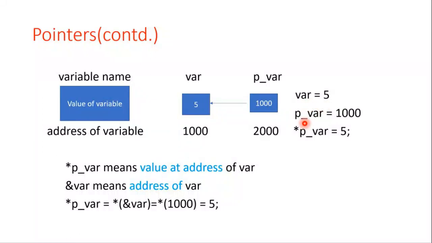Here var equals 5, pvar equals address of var, which is 1000. That is what is written here. And when we use star pvar, it will give 5.